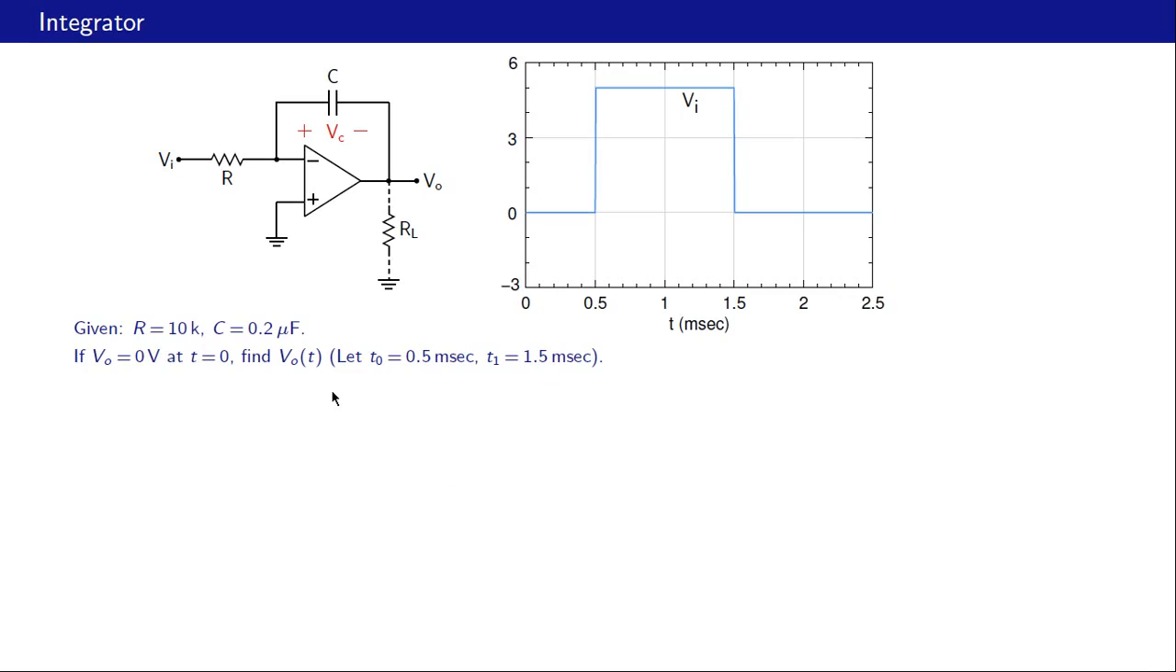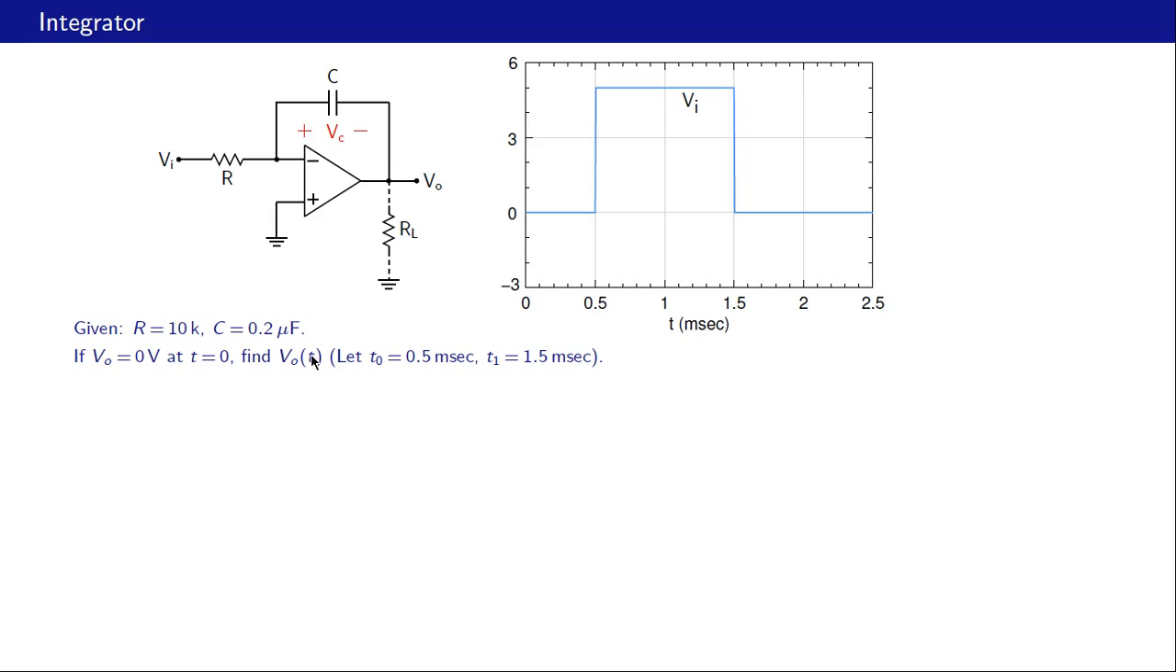Let us look at an example of the integrator circuit. Given R is equal to 10K, C equal to 0.2 microfarads, and the input voltage waveform is given. It is 0 up to 0.5 millisecond. Then it rises abruptly to 5 volts. Then it remains at 5 volts up to 1.5 milliseconds. And then it comes down to 0, stays at 0 thereafter. That is our input voltage.